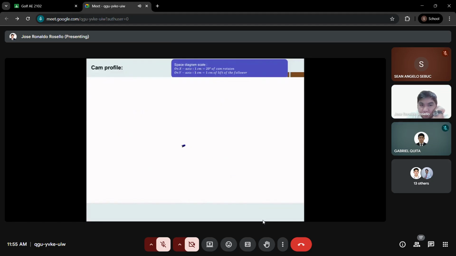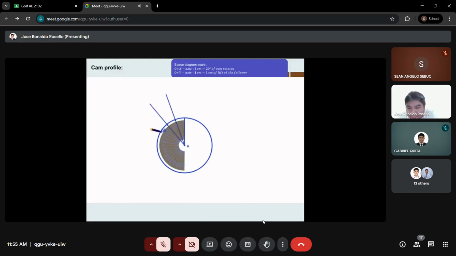So let us start with our actual drawing of the cam profile. As the outstroke is of 120 degree, divide it into 6 equal parts. So we are dividing this outstroke of 120 into 6 equal parts. Then there is a dwell for 60 degree. Again, divide the return stroke into 6 equal parts.